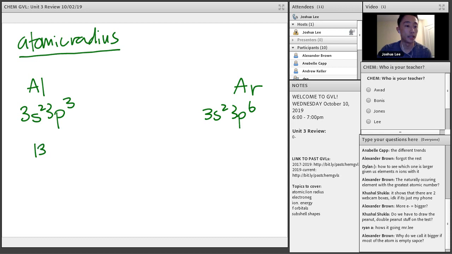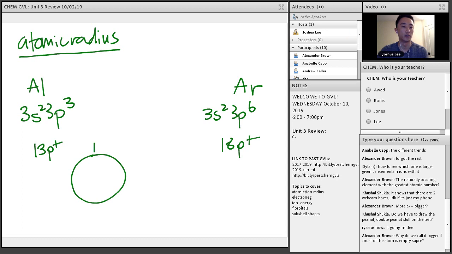But aluminum has 13 protons and argon has 18 protons. Meaning, if we just simplify the atom, let's look at the valence electrons, all 3 valence electrons with a nucleus of 13, let's change it to 13 protons, versus argon has 18 protons with 8 valence electrons.